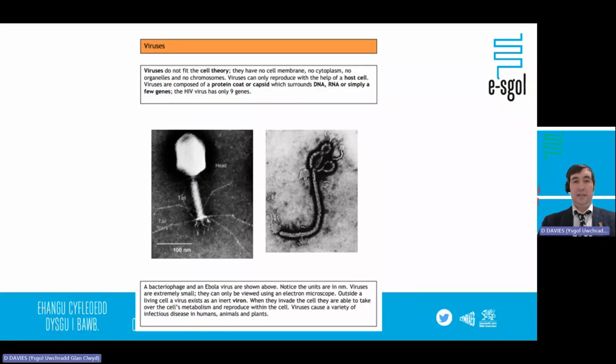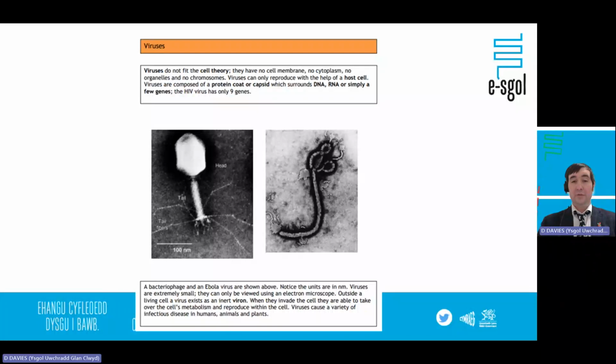Okay, viruses. If you didn't think we could get any smaller, we can. Viruses are tiny compared to even bacterial cells. So not quite fitting the cell theory. They don't have a membrane, cytoplasm, organelles, or chromosomes. They cannot reproduce outside of a host cell. They're basically genes in a protein coat. Arguably they're not really alive. But they can cause an awful lot of hassle, as we've learned over the past few years.